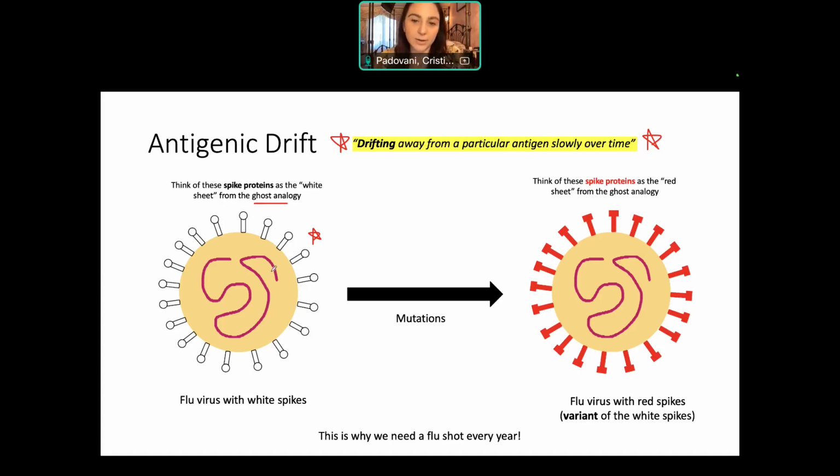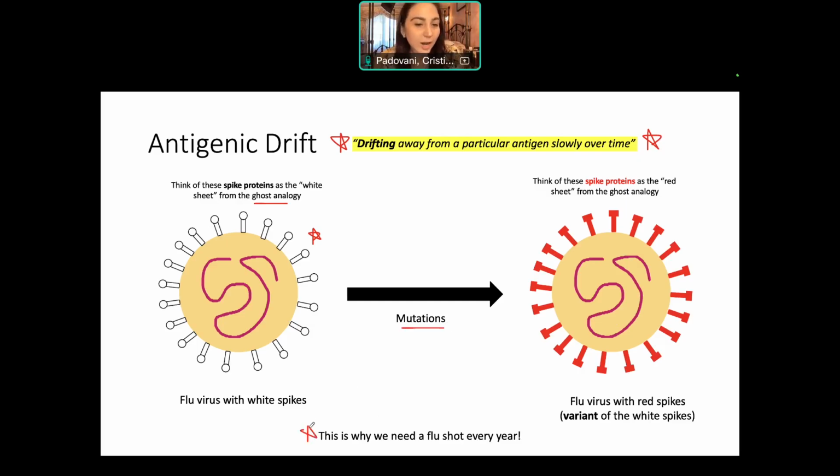So this is a variant of the white spikes. It's not like we made a totally new virus. This is just the same virus. Look, the DNA is the same. Everything's the same. We just have a different antigen on the surface. So this is an antigenic drift. You're drifting away. And again, this is totally accidental. It's just due to mutations, and pretty much only RNA viruses can do this.